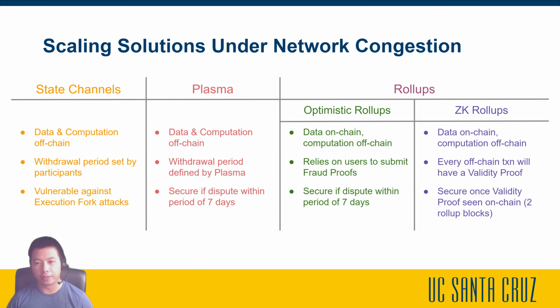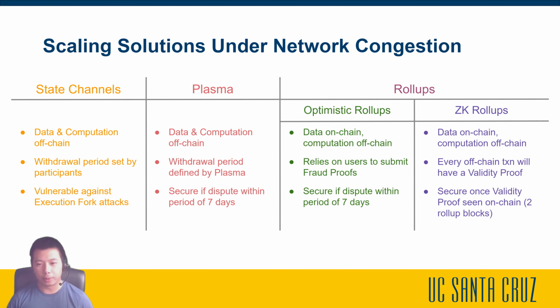As part of our future work, we plan to investigate further how network congestion affects other scaling solutions. In Ethereum, there are 3 ways to scale off-chain: state channels, plasma, and rollups. In this work, we've shown that payment channels and instantiation of state channels are vulnerable against execution fork attacks under network congestion.